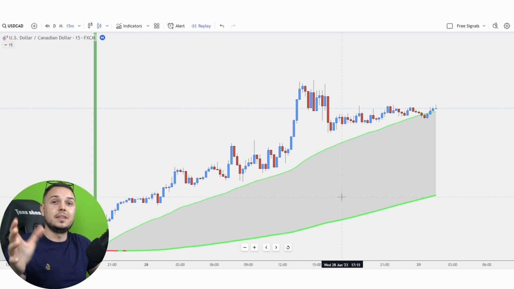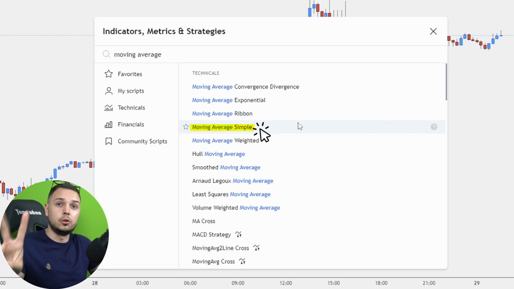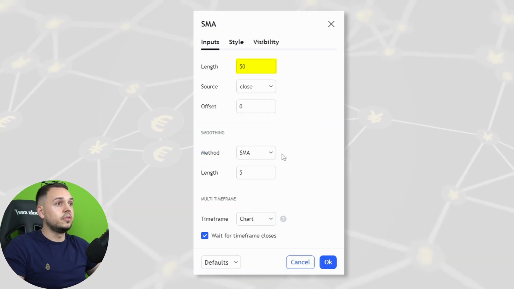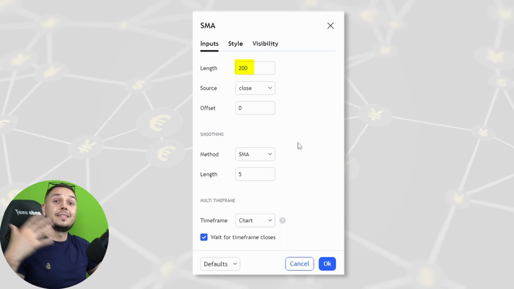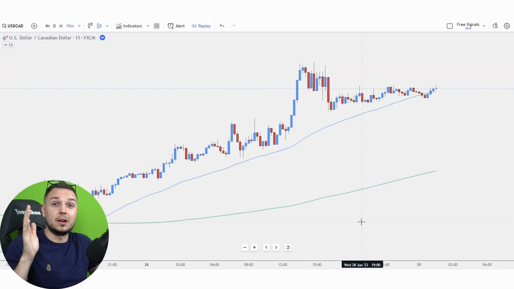So you can use this indicator especially if you're a beginner, but for those that are not beginners, we're going to use simple moving averages. We will need two of them. Make sure the first period of simple moving average is 50 and the second period of moving average is 200. I like these ones because they are less cluttered.